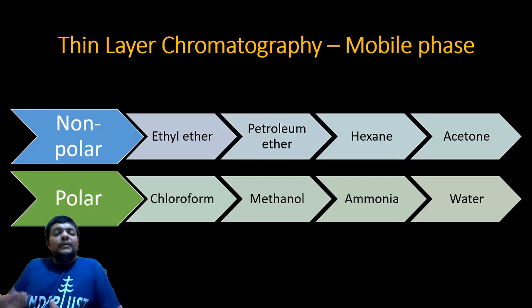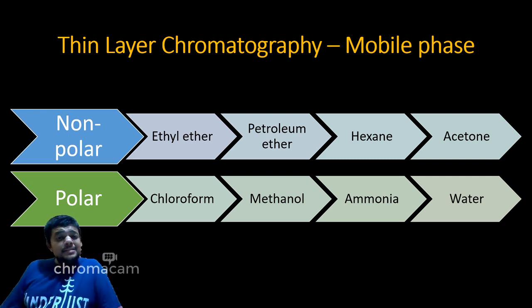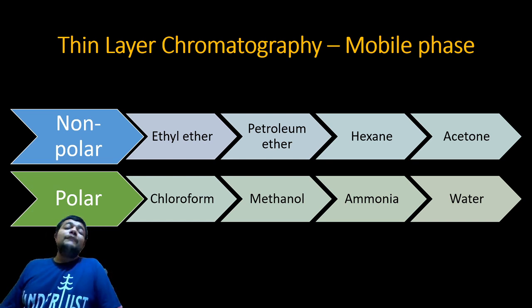Moving further with the mobile phase, whenever you have thin layer chromatography and you are discussing the mobile phase, mind well, you have two different categories of mobile phase, non-polar and polar respectively. Ethyl ether, petroleum ether, hexane, and acetone together comprise the range of non-polar to mid-polar. Whereas chloroform, methanol, ammonia, and water are a few which come under the category of polar.